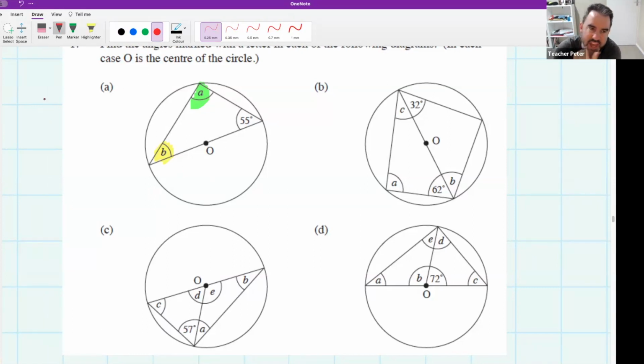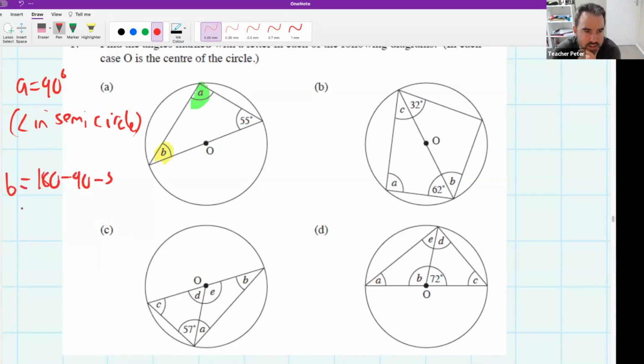Okay, so A must be 90, and using the official reasons, which I'll share with you later, angle in semicircle. And then B would have to be 180 minus 90 minus 55, which would be what? 35. And that would just be sum of angles.